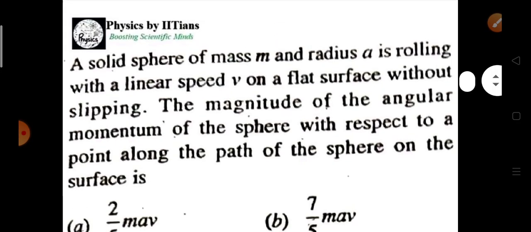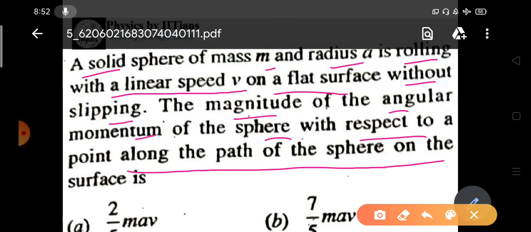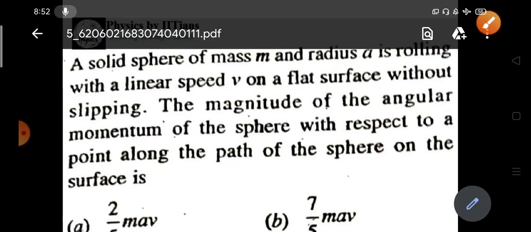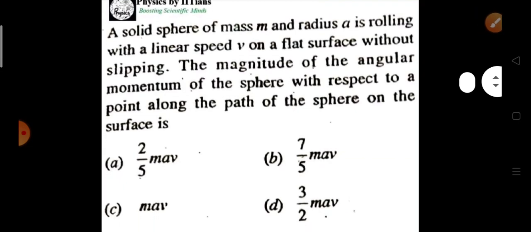So the first question we shall discuss: a solid sphere of mass m and radius a is rolling with a linear speed v on a flat surface without slipping. The magnitude of the angular momentum of the sphere with respect to a point along the path of the sphere on the surface is 2/5 mav, 7/5 mav, mav, 3/2 mav.